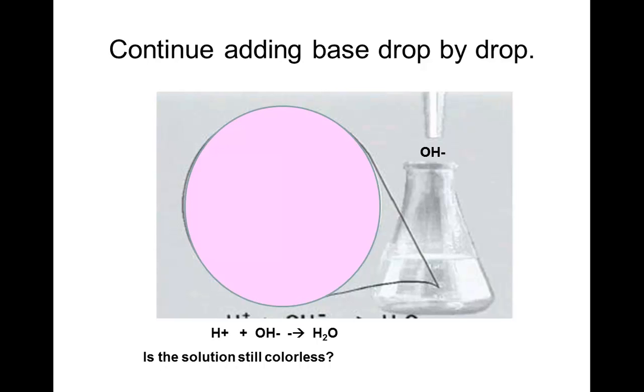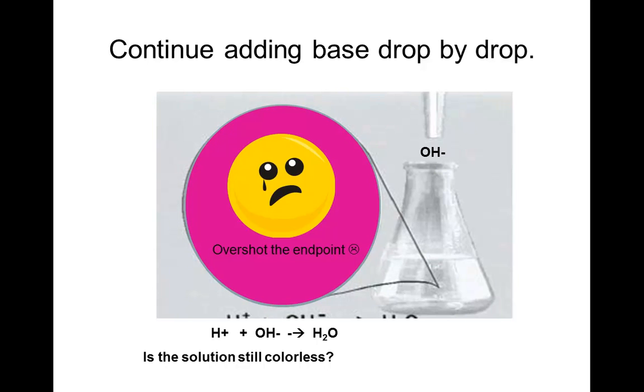Now, let me ask you a question. What if I accidentally added one more drop of hydroxide ion? What do you think would happen? Oh, darn it. Overshot the endpoint, made it magenta. I added too much base. Again, this is the tricky part of our lab.